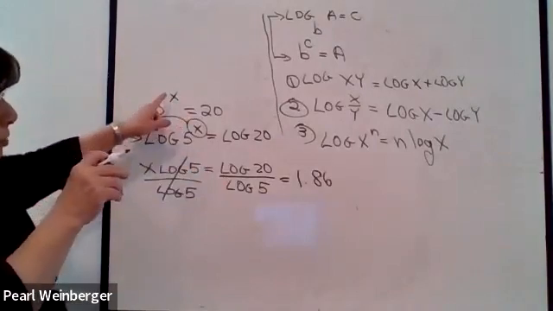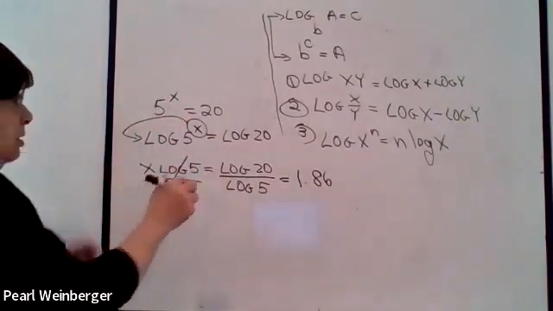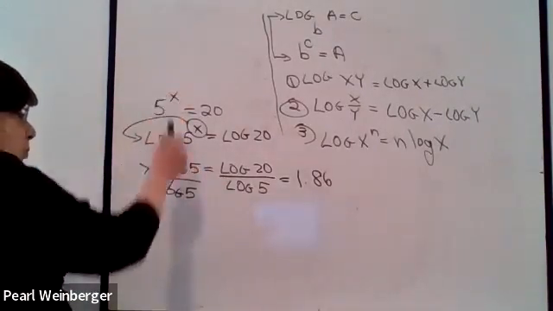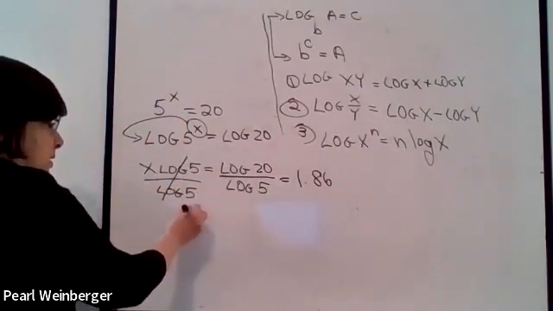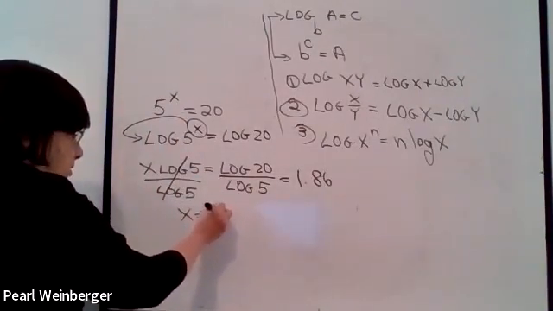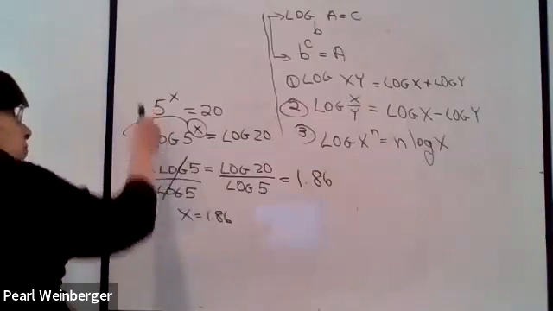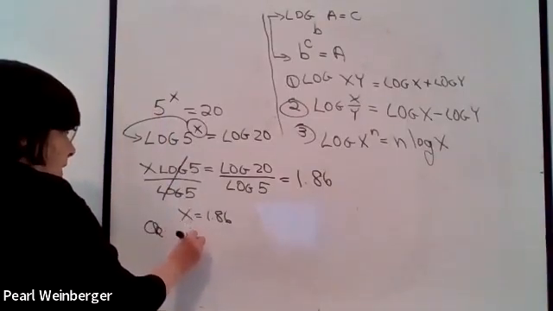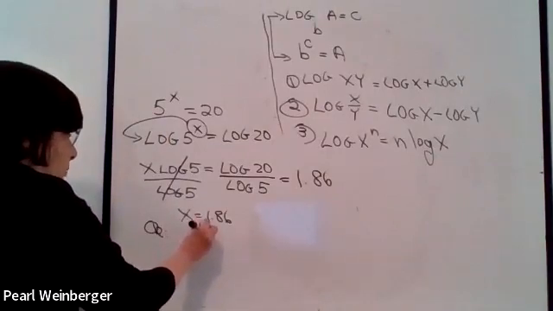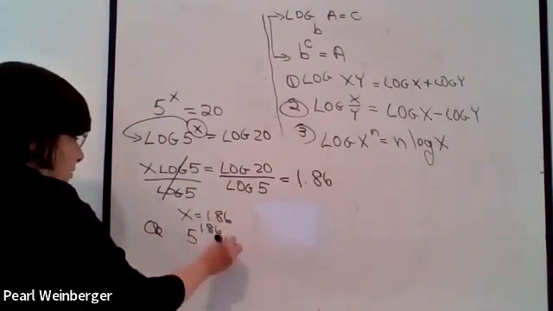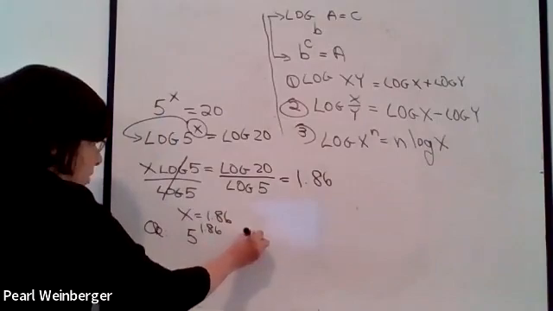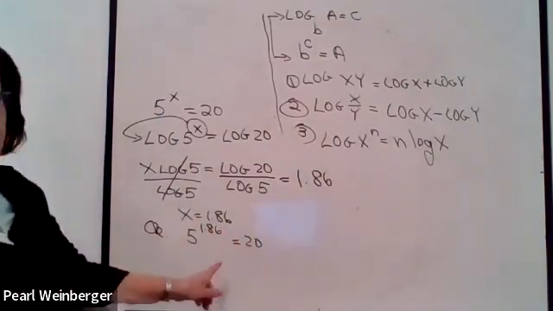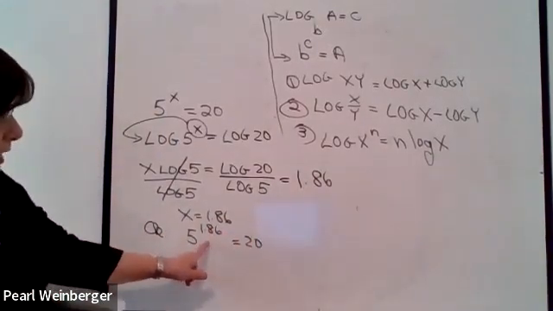Notice, I'm going to show you that this really works. Remember what I came up with: x equaling 1.86. So if I go back to my original equation to check, I must get 5 to the 1.86 exponent equaling 20. Now it's not going to come out exact because I rounded off this answer.